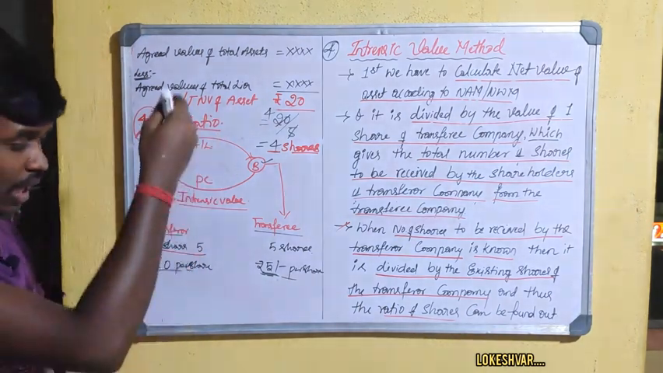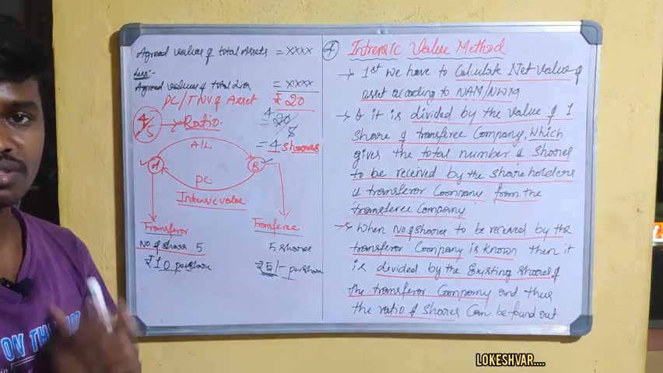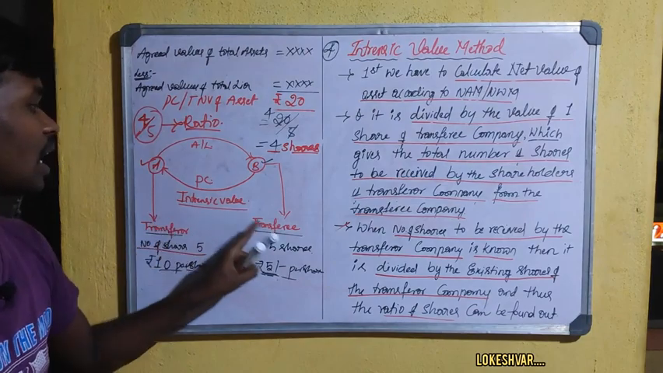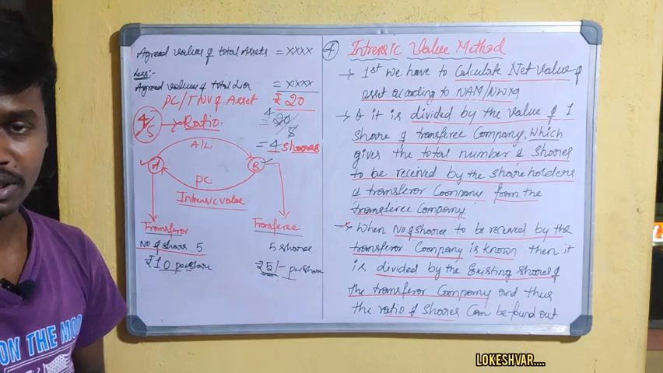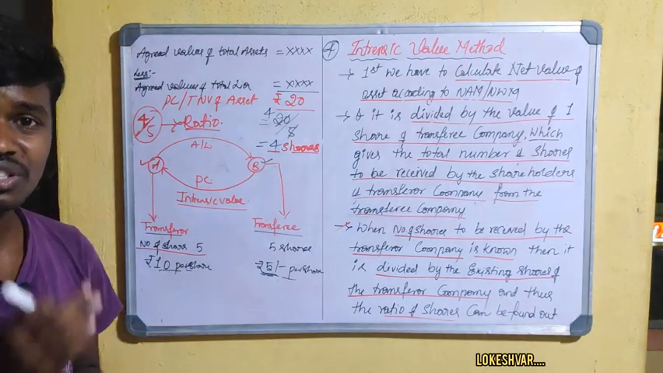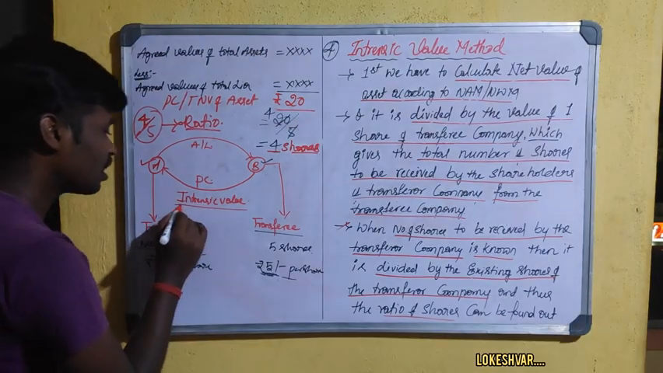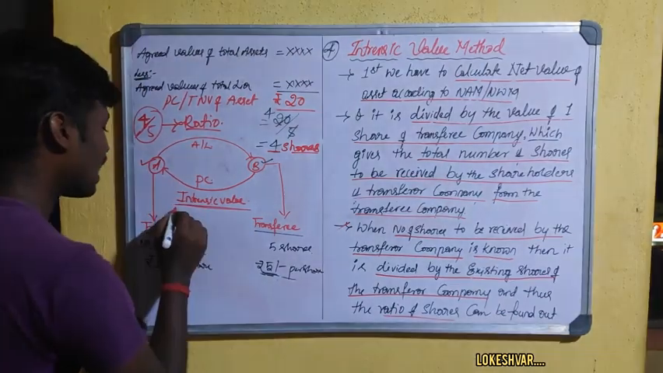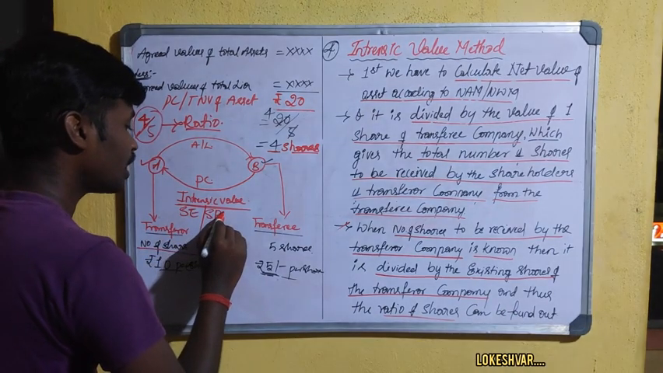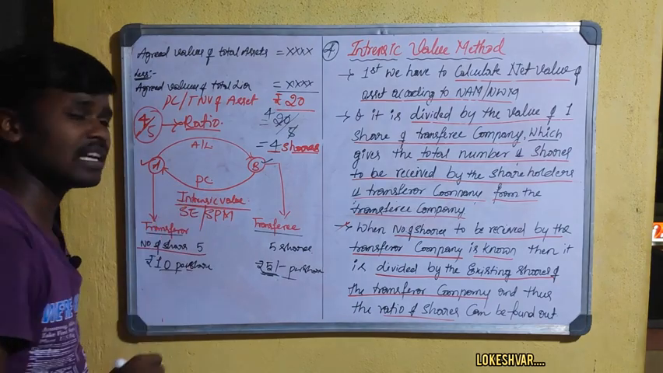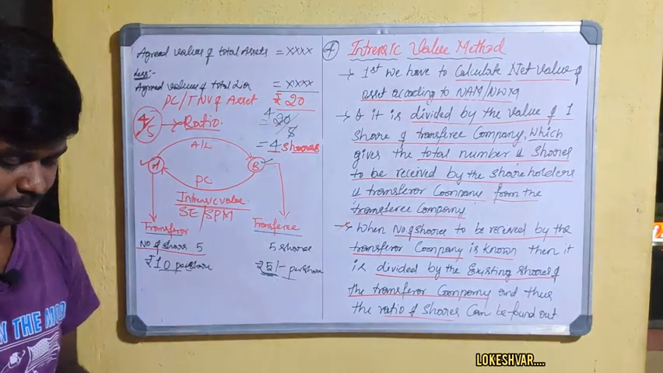ratio. Okay, likewise we have to calculate the ratio of exchanges between the transferor company and transferee company under the intrinsic value method. Because of exchanging the shares between the transferor company and transferee company, this intrinsic value method is also called the share exchange method or share proportionate method, or also called the intrinsic value method. Okay, see the example.